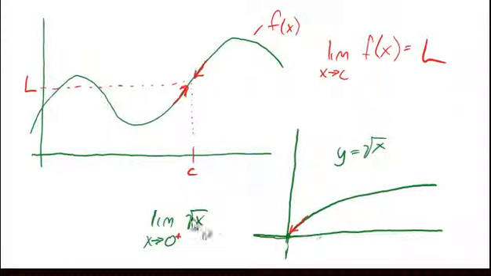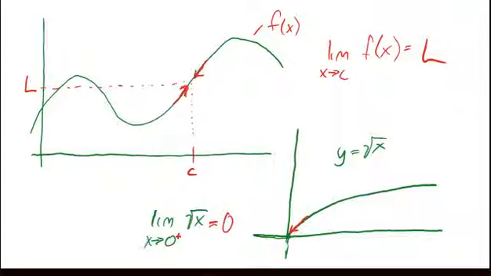As we put in numbers into x that are really close to 0, square root of 0.01, square root of 0.001, and so on, that's getting really, really close to 0. So the limit as x approaches 0 from the right of square root of x is 0. It gets closer and closer to 0.